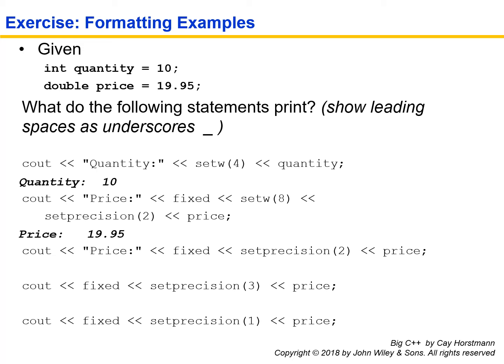If we say price fixed set precision 2 without the set width, then the 19.95 just comes right after the price. What if we set precision 3? We'd get 19.950. What if we set precision 1? We'd round it to a single decimal point.